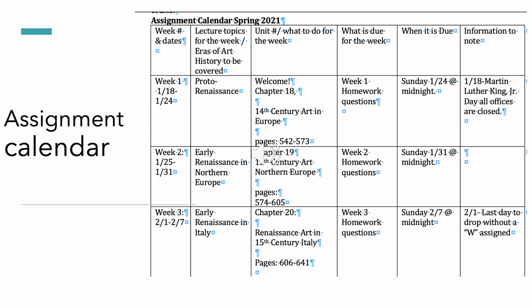Everything is always due Sunday by midnight, but one exception, which is the final exam. The final exam is released on a Monday and is due back by Wednesday of that week. And then important information to note. For example, on January 18th, which was yesterday, it was Martin Luther King Day and the campus offices were closed. It also has add drop dates in it. It has dates in it for when reviews will be posted.